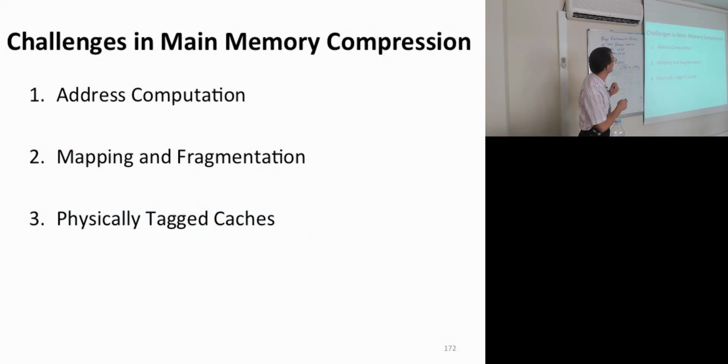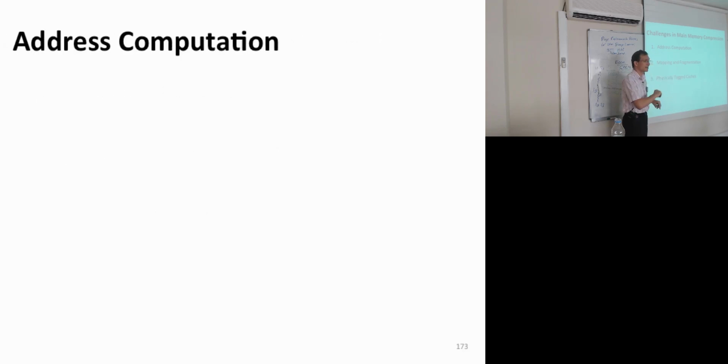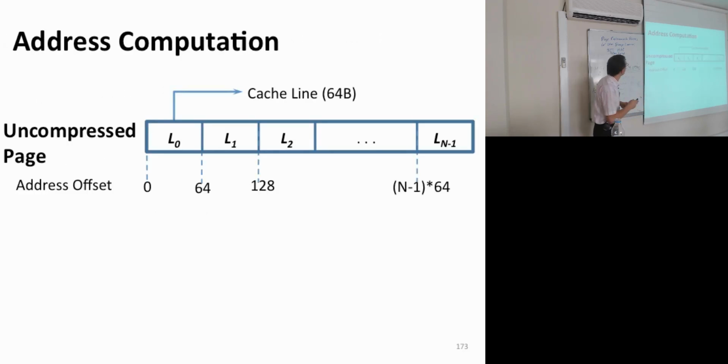Okay, so there are several challenges in main memory compression that this work targets, and I'll focus on this one. One is address computation, the second is mapping and fragmentation, and the third is physically tagged caches. These are going to be easy to handle, so I'm not going to cover them in detail. There's, of course, always complexity in all of these. And one complexity is actually the compression complexity.